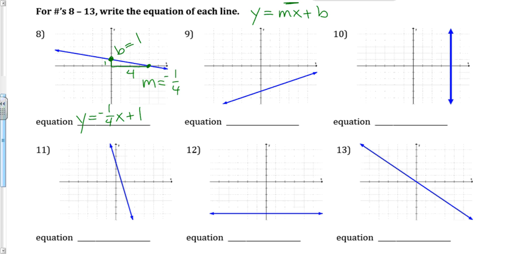Number 9, you should have y equals 1/2 x minus 4. In number 10, we've got a vertical line. It does not have a slope, it's undefined. Therefore, we cannot use y equals mx plus b. When you have a vertical line, it's simply x equals, and then you look for the value where it crosses the x-axis. In this case, it's 4. So number 10 should be x equals 4.